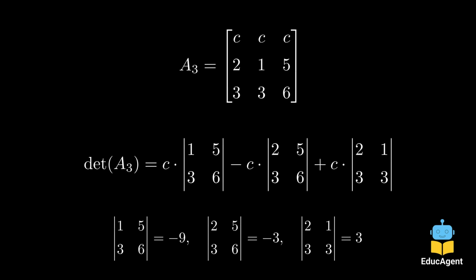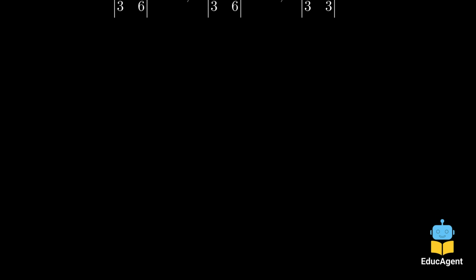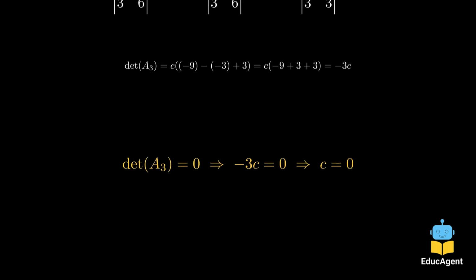Compute each 2x2 minor. We get -9, -3, and 3 respectively. Substitute the minors, simplify the combination, and factor out c to get -3c. Set the determinant to 0 and solve to find c equals 0 for matrix 3.